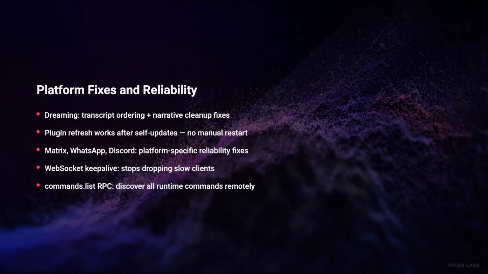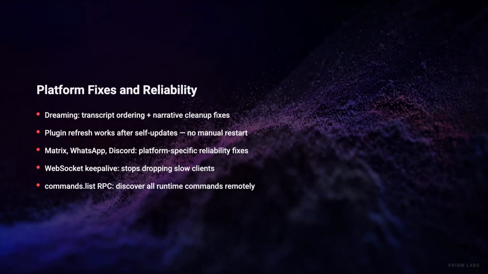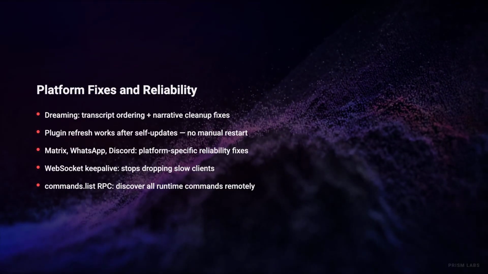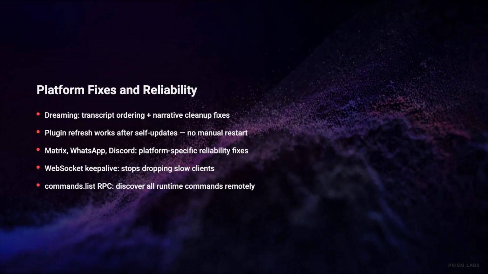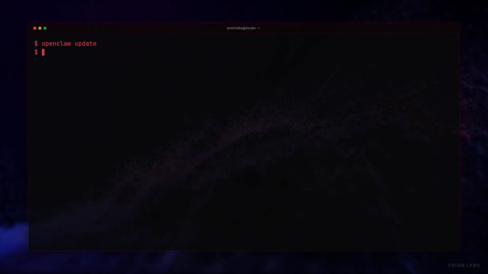The new commands.list RPC enables remote clients to discover all available runtime commands, native, text, skill, and plugin, with surface-aware naming and serialized argument metadata, making it dramatically easier to build custom interfaces, dashboards, and automation tooling on top of OpenClaw's command system. Standard update flow: OpenClaw update, check your version. No breaking changes in this release, which means a clean upgrade for everyone. If you're running LM Studio locally, the new bundled provider discovers your models automatically after the update. No additional configuration needed. Just make sure LM Studio server is running, and OpenClaw will find it.